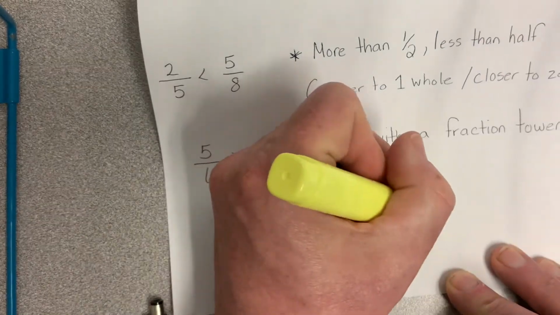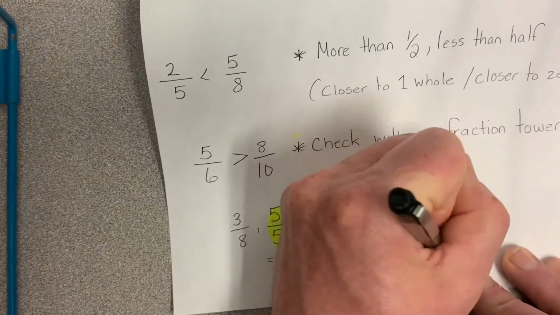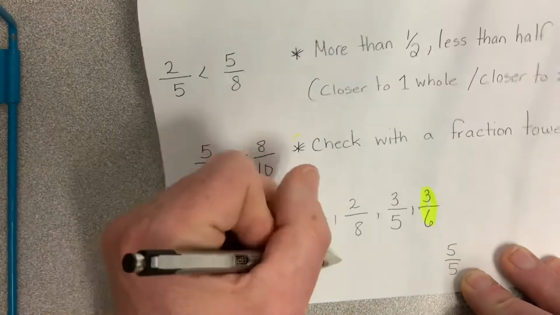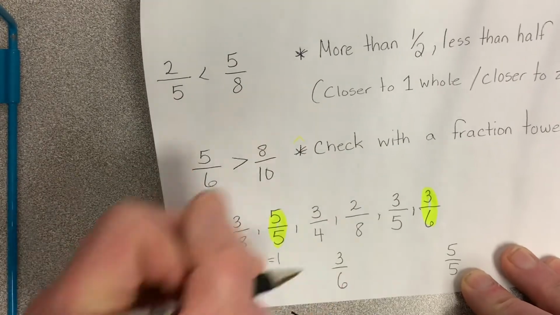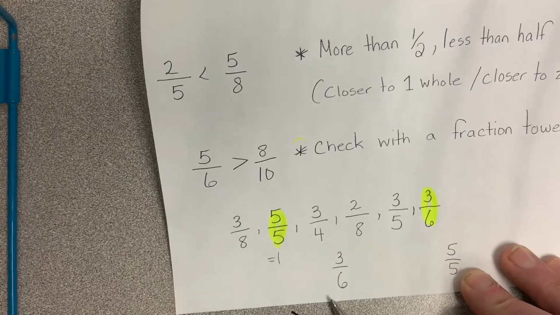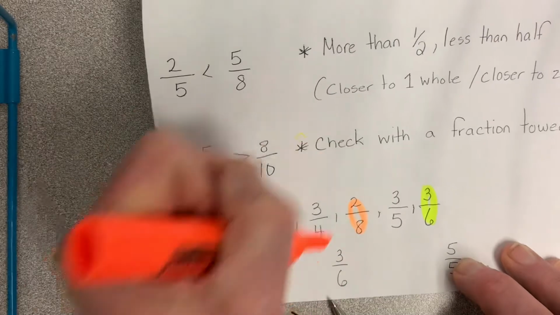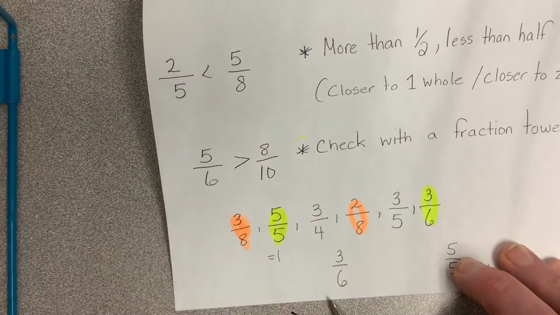They know that half of 6 is 3, so this fraction right there is equal to half. So they can go ahead and put 5/5 at the end. That's going to be the biggest. 3/6 is probably going to be somewhere in the middle. And then we look for fractions that are less than a half. So this is going to be less than a half. This is going to be less than a half. The other two are going to be more than half.